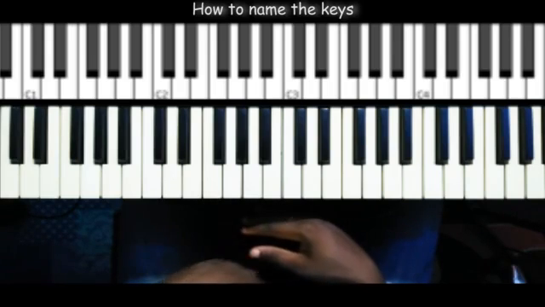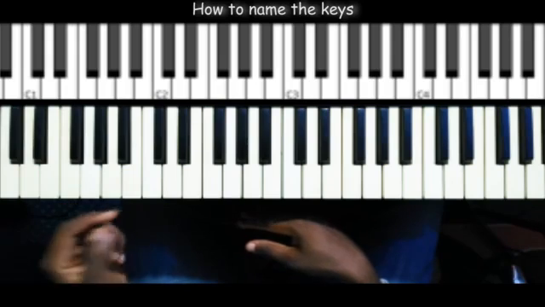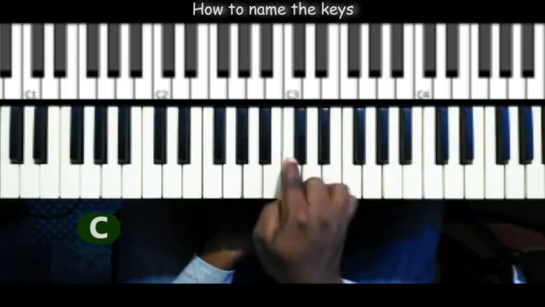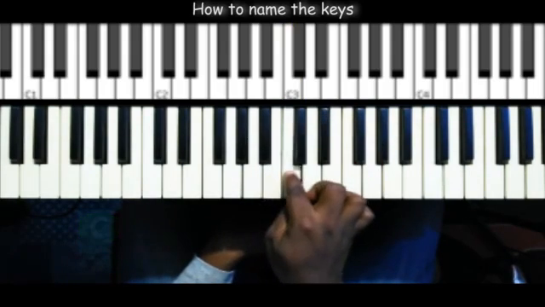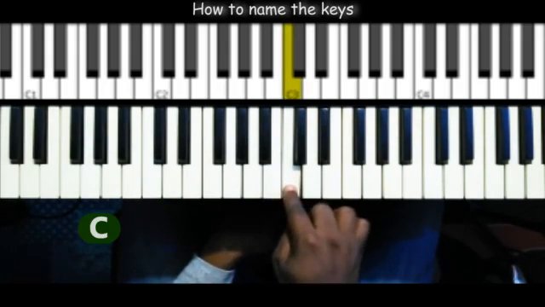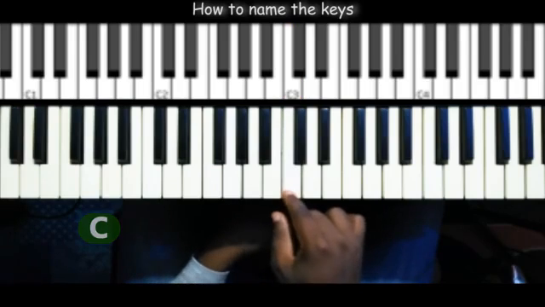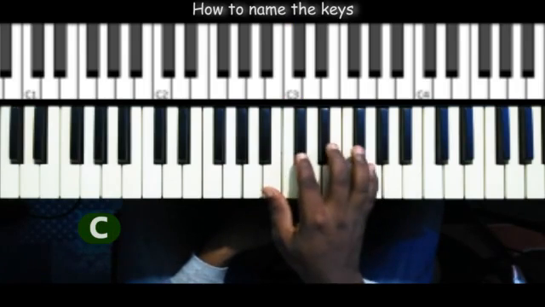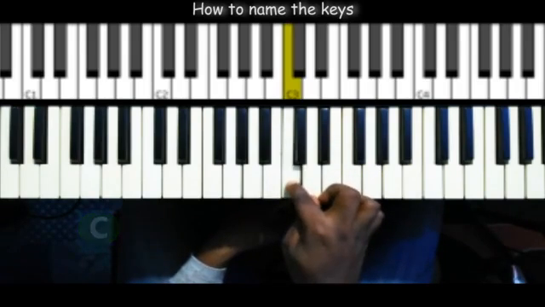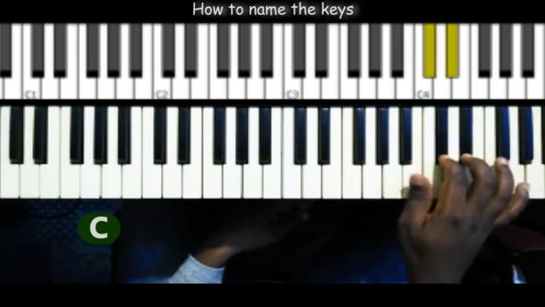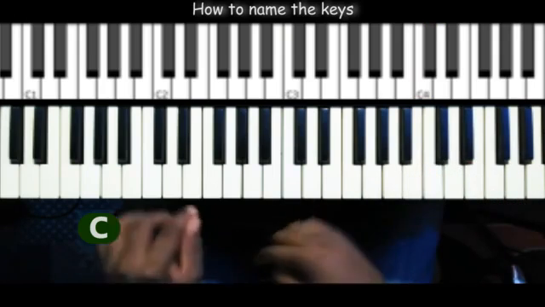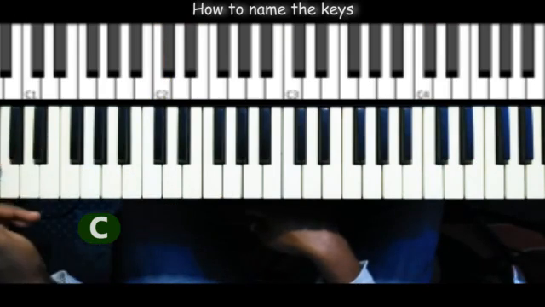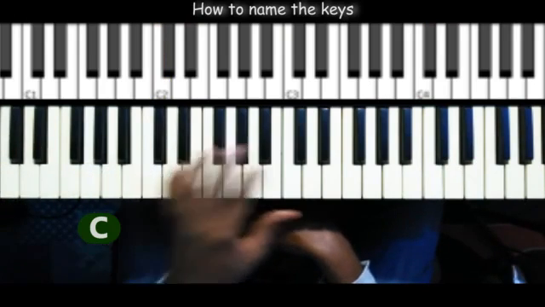Now, the white key before every 2 black key group is a C. For example, this is a 2 black key group. The white key before that is a C. So if you ever want to locate a key C, you'd always get that by knowing the 2 black keys. The 2 black keys, then the white key before them. So that's C. 2 black keys, C, and so on.